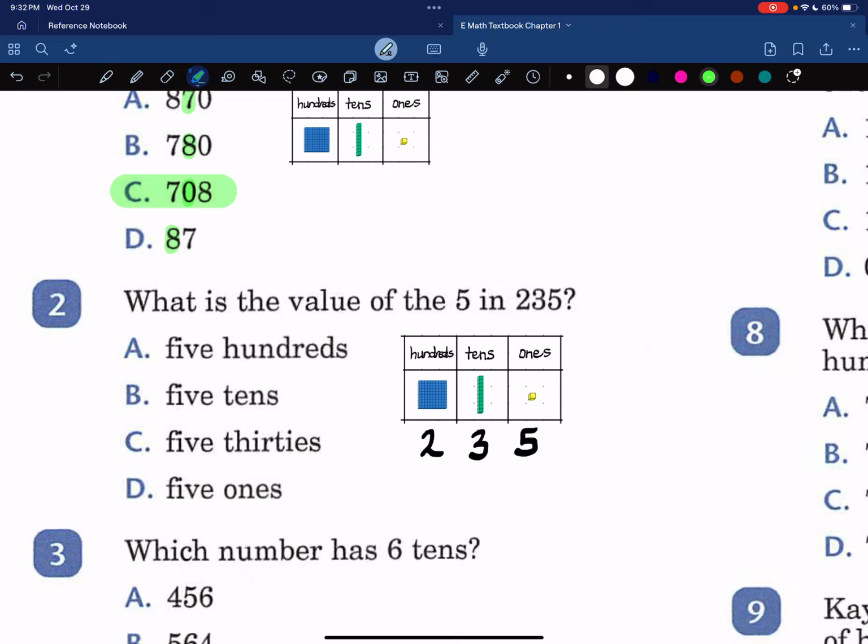Let me highlight for you. There's the 5. It's in the ones place. So I would choose answer D. 5 ones. Or 5 of those singles.